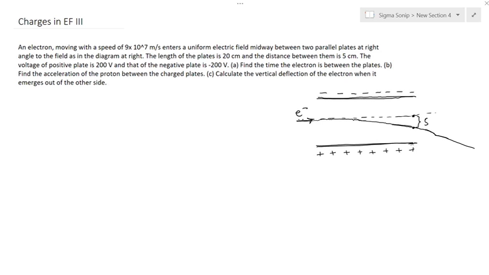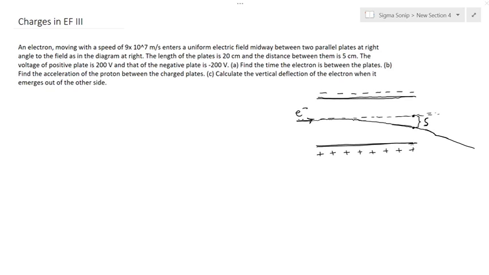If there were no electric field, it would go straight along this dotted line, but because of this positively charged plate here, the electron will get deviated from this line. And our question is asking you to find this distance, this S here.